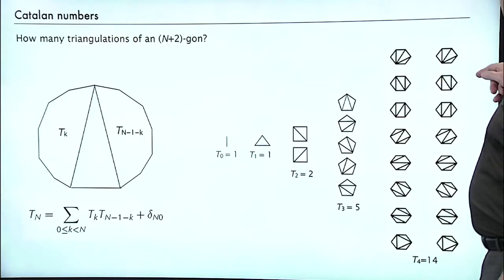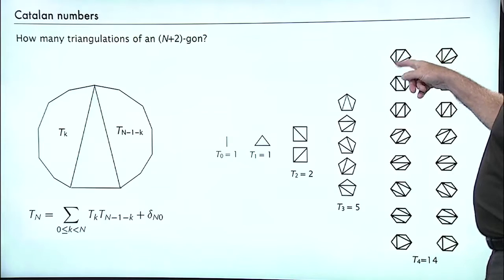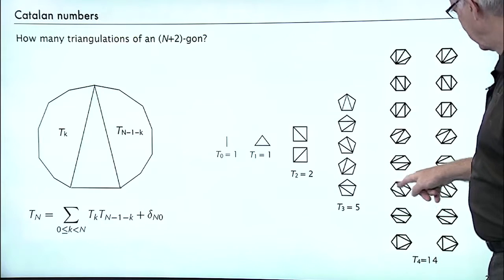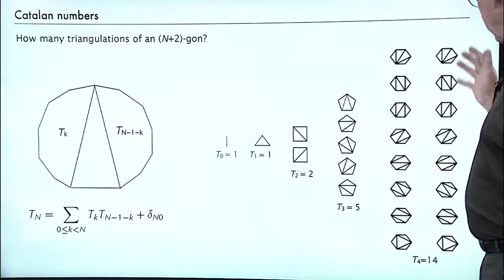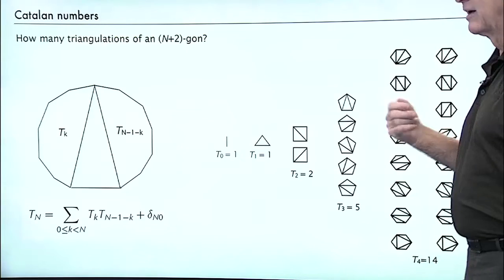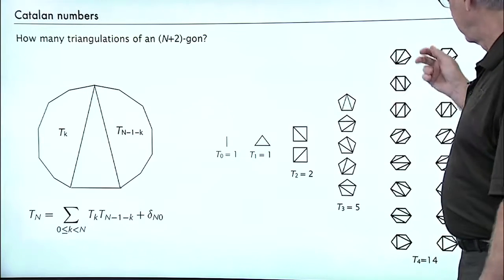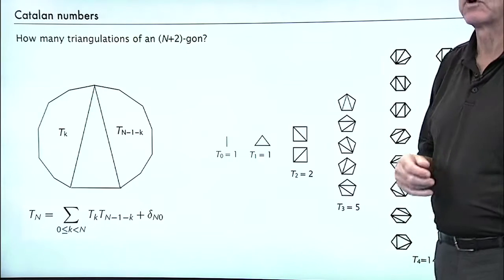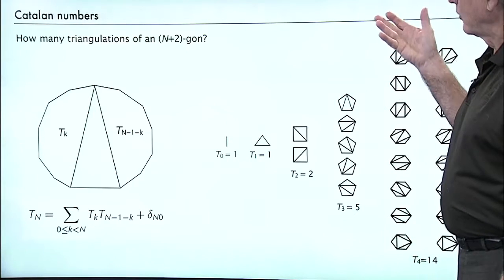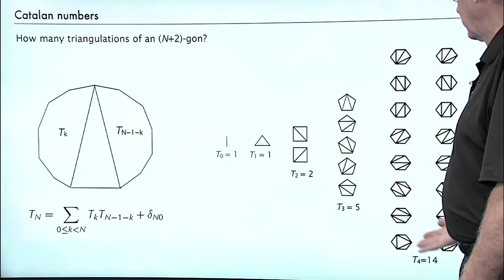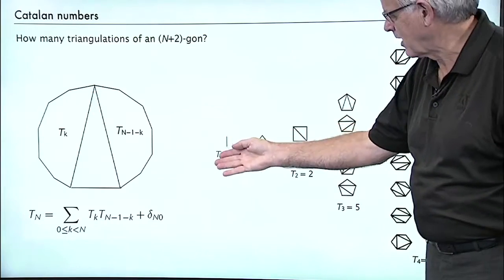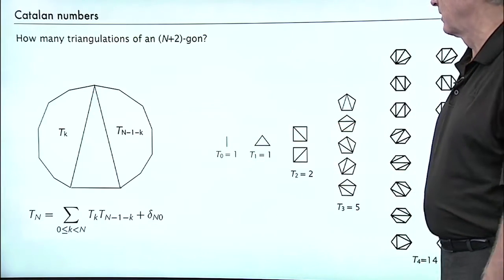But if it's a hexagon, there's lots of possibilities. You can do 3 like that, or you can do these N shapes. There's lots of possibilities. And it turns out that the number of triangulations of a hexagon is 14. So that's a number sequence that is described by this recurrence relation over here.